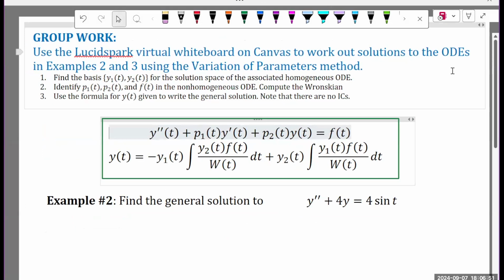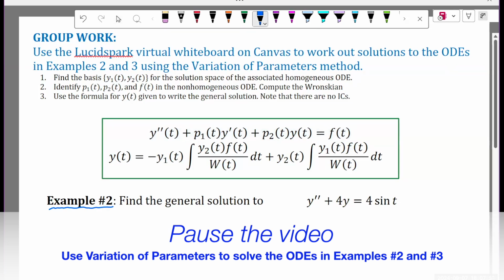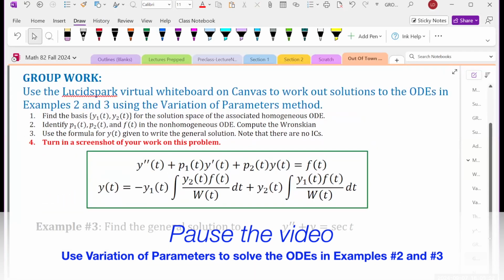Had we been in class together, I would encourage you to use the Lucid Spark Virtual Whiteboard to work together to solve these problems. If you're working with somebody else, feel free to use whatever medium is comfortable for you, or if you wish to work on your own, you can do that as well. Pause the video and take your time to solve the problem given in example 2 using the variation of parameters method. And on the next page, work on solving example 3. Once you've finished working on these two examples, continue the video and I'll write out the solution process for you.